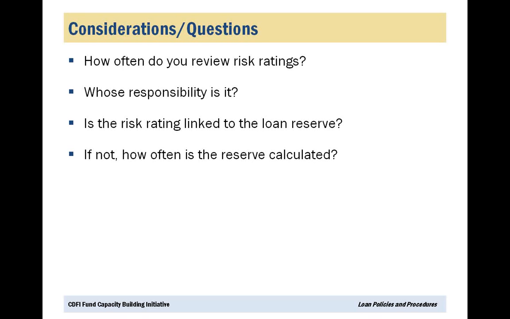We just got a question from the audience about how often do you review risk ratings, and there it is. That's a consideration. So how often do you want to review your risk ratings? There are a lot of organizations that ask the lenders to think about it on a quarterly basis, or at least the chief lending officer should be thinking about, is there any new information that you have that would dictate the need to raise or lower the risk rating? And whose responsibility is it? Again, that needs to be stated in your loan policies. Is it the lender or is it the chief lending officer?